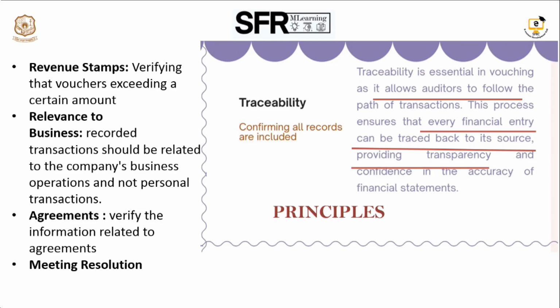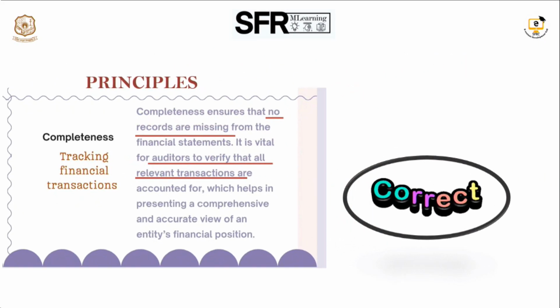And meeting resolution: if any decision has been taken, it should be taken in a meeting with prior notice. They have to conduct the meeting, the item should be discussed in the meeting, and the decision taken in the meeting should be passed with a proper resolution. So all these will show the transferability, and that also should be verified by the auditor while checking the vouching. And the next principle is completeness.